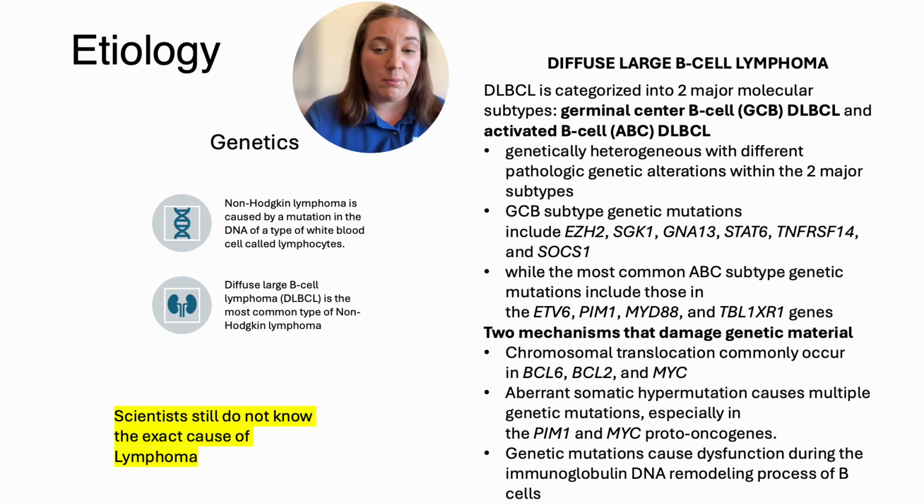Aberrant somatic hypermutation causes multiple genetic mutations, especially in the PIM1 and MYC proto-oncogenes. The genetic mutations cause dysfunction during the immunoglobulin DNA remodeling process of the B cells, which unfortunately then leads to diffuse large B-cell lymphoma.